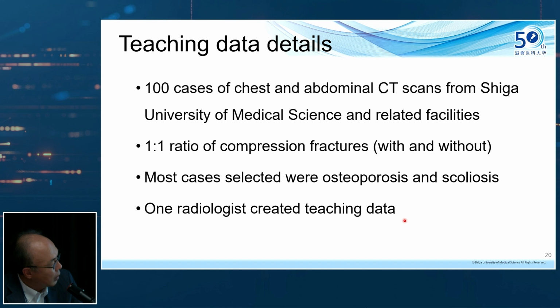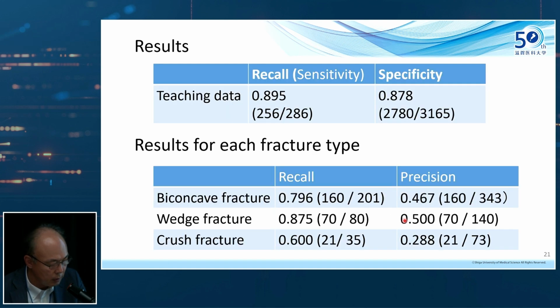Yes, we trained on about 100 cases from our hospital and an affiliated hospital, with a 1:1 ratio of compression fracture or not. We also selected more difficult cases, osteoporosis and scoliosis cases. And one radiologist created the teaching data. This is now the final result of our spine fracture cases. The recall rate is 0.9 and the specificity is 0.88.